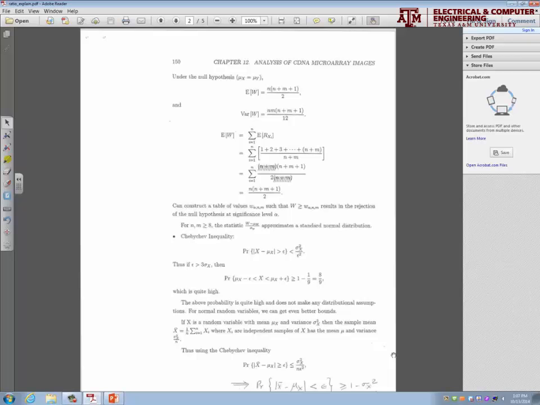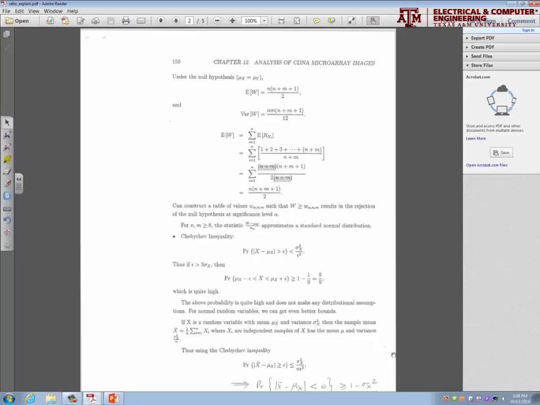You can show that the expected value of this rank sum statistic is n times (n plus 1) over 2, right? And the variance of this rank sum statistic is nm(n plus m plus 1) over 12, all right? So let me show you this one, because this one is easier to show. How do you arrive at that?